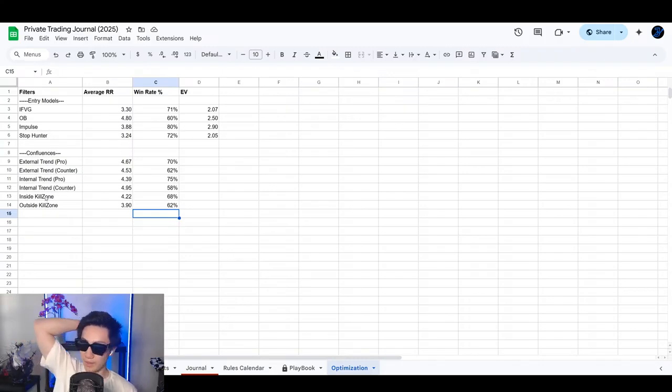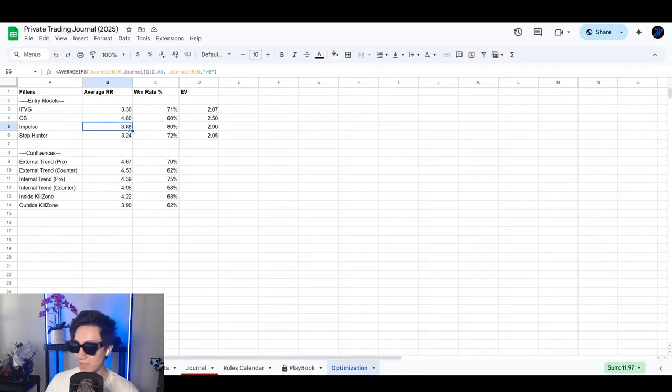All right, so we have filtering based on entry models. If you're someone that wants to just stick to one entry model, you can now use your data here and find the one with the best EV, right? Since risk reward means nothing by itself, and average win rate means nothing by itself, you want to look at the EVs. Whichever one is the greatest here, you pick that one. In this case, you can highlight this. So 2.9 is the greatest here.